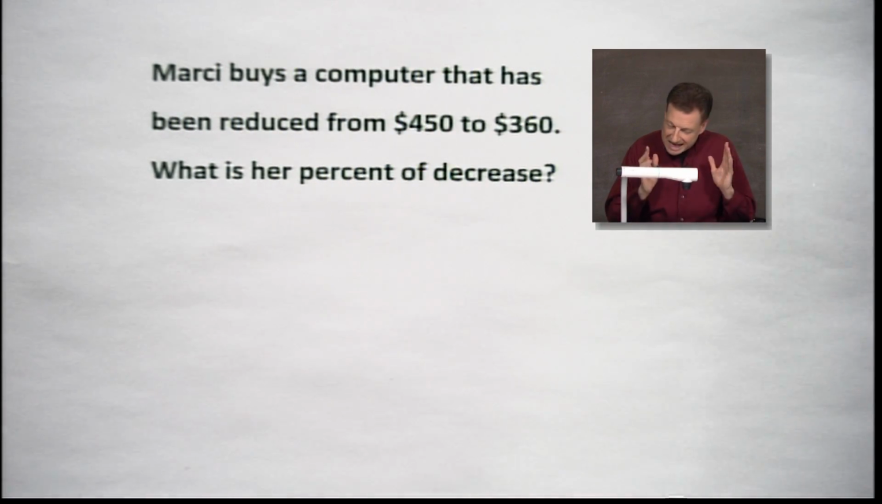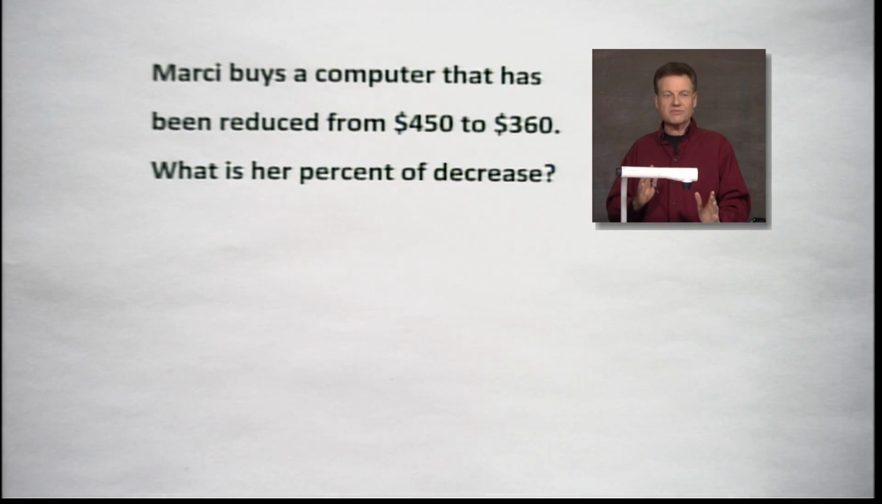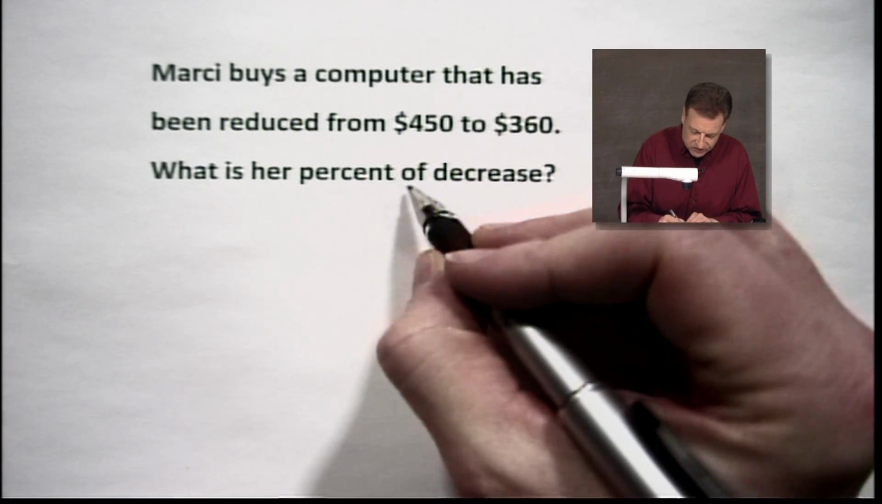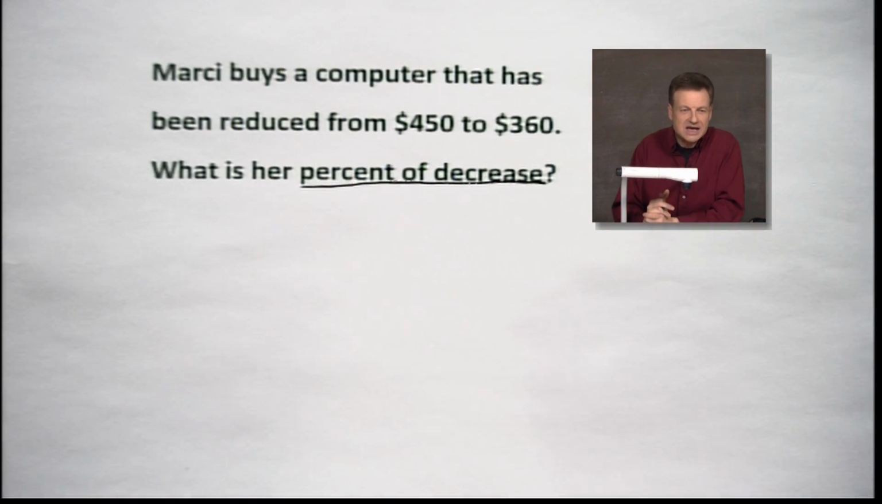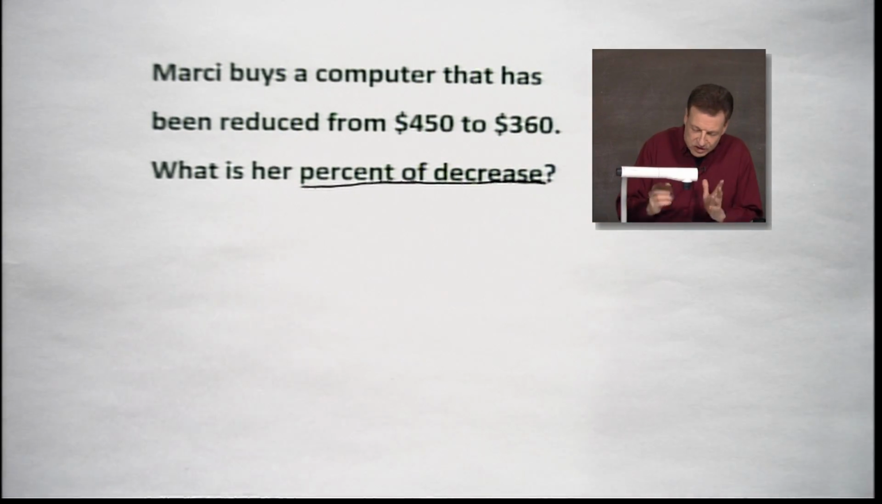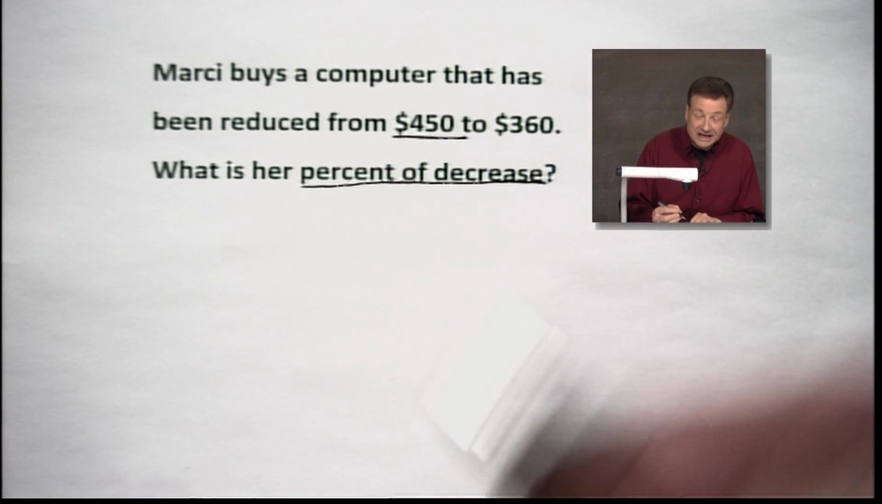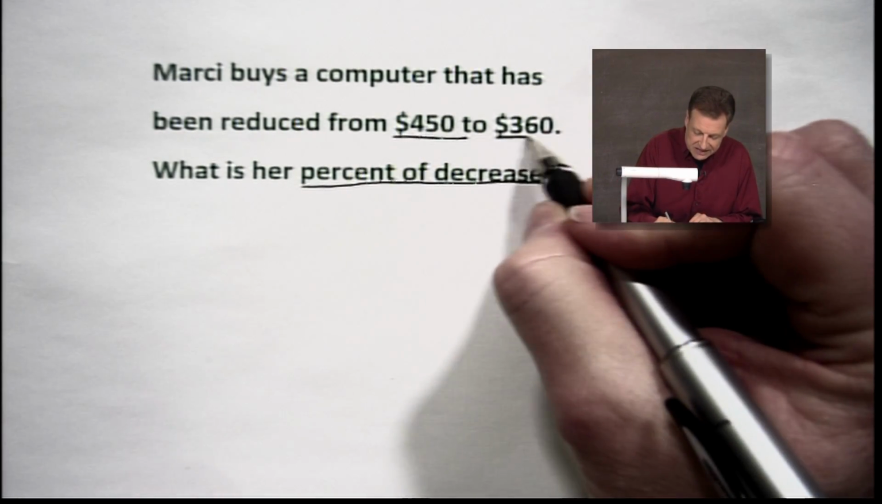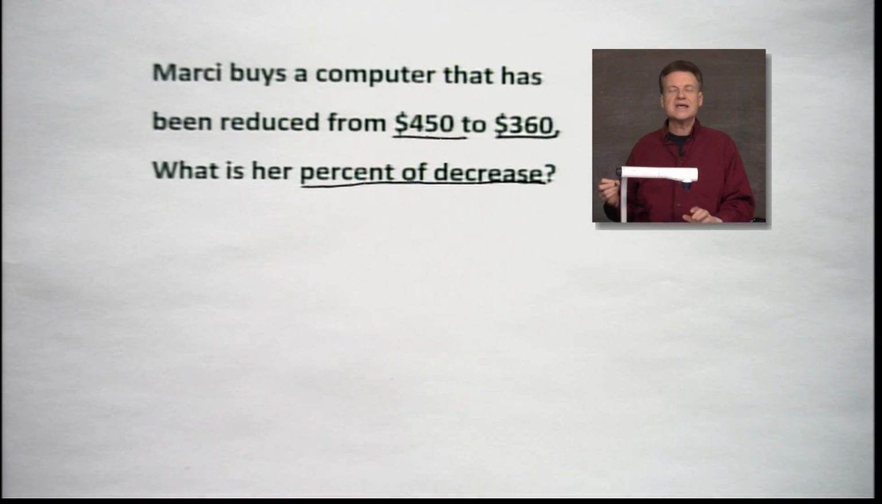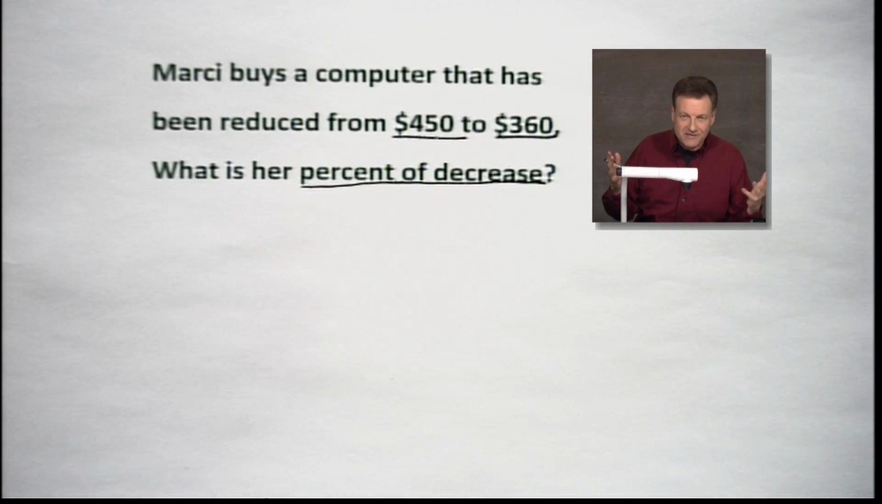First of all, that's a sweet savings there. It's a really nice little substantial savings. And what we want to do is figure out what percent actually was that reduction in the computer price. So we started at $450. Guess it didn't sell, or people thought it was a little high. And they said, let's knock it down to $360. The question is, where did that come from? In other words, what percent of decrease have we dealt with here?